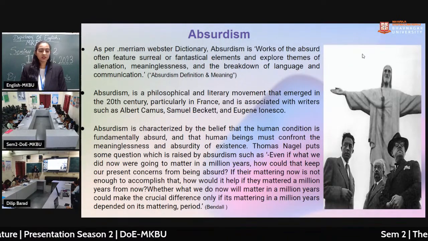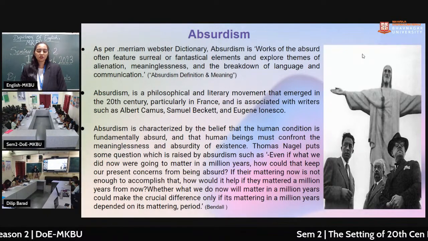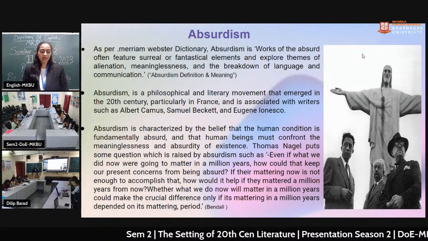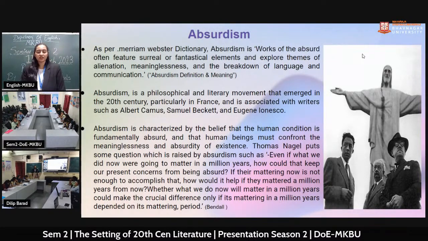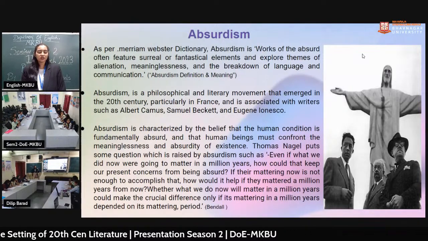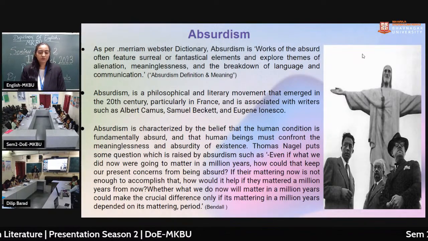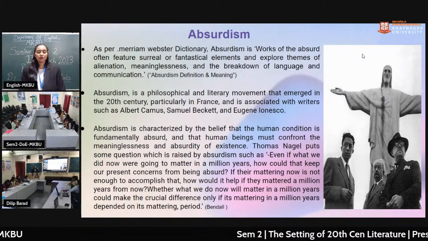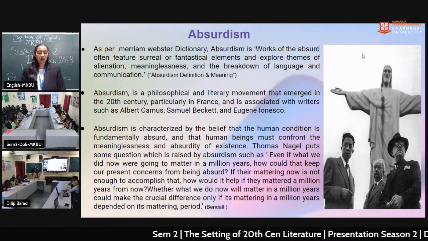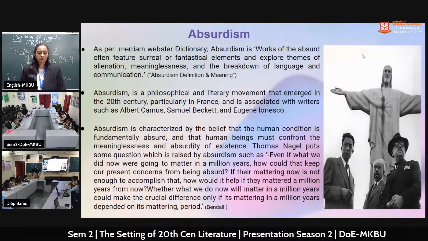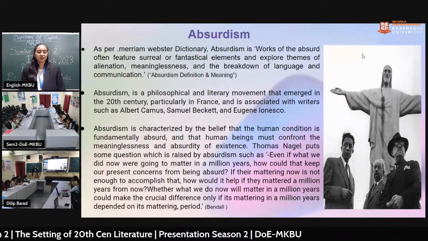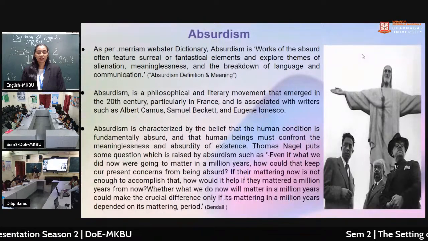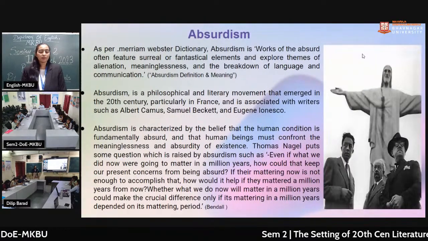Thomas Nagel puts some questions which are raised by absurdism, such as: even if what we do now were going to matter in a million years, how could that keep our present concerns from being absurd? If their mattering now is not enough to accomplish that, how would it help if they mattered a million years from now? What we do now mattering in a million years could make the crucial difference only if its mattering in a million years depended on a mattering period.